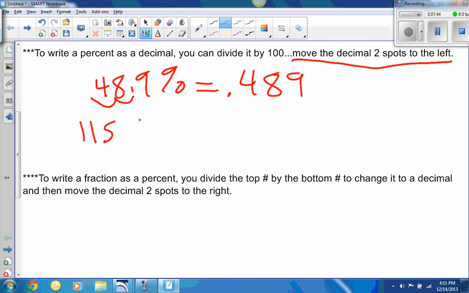And so if I had 115%, where's the decimal at right now? It's always at the end of the whole number. So again, you can only go 2 to the left, so it'd be 1.15 for your answer.